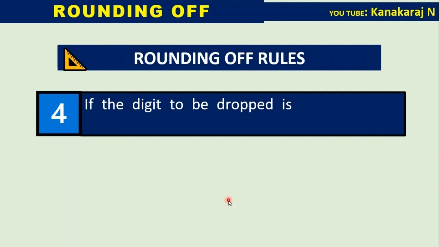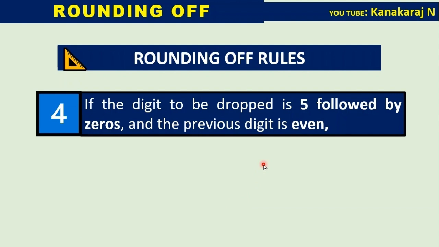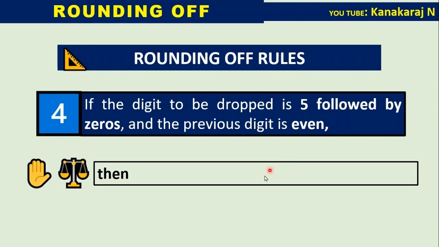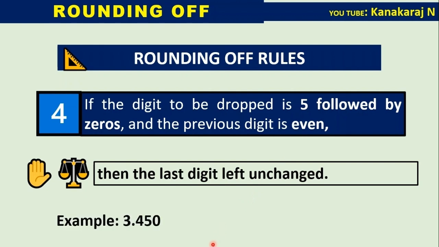The fourth rule. If the digit to be dropped is 5 followed by zeros and the previous digit is even, then the last digit is left unchanged. Let us see an example. 3.450. The 5 is to be dropped, followed by 0 or no number. In that case, we have to look at the last number. That last number is an even number. Therefore, we have to keep 4 as it is. The answer is 3.4. The last digit is left unchanged.